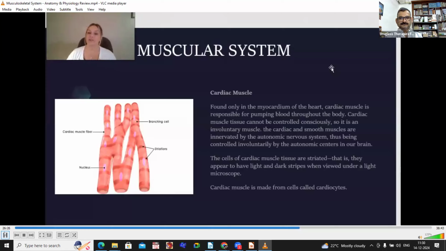The cardiac and the smooth muscles are innervated by the autonomic nervous system, thus being controlled involuntarily by the autonomic centers in our brain. We also talked about the autonomic nervous system in the first week when we talked about the nervous system, and how it controls the involuntary parts of our body, meaning the beating of our heart.